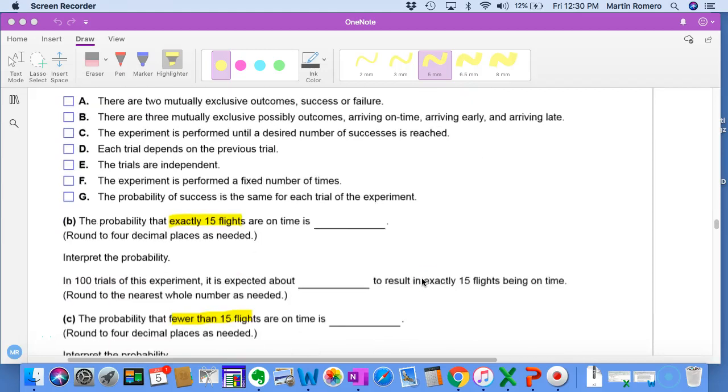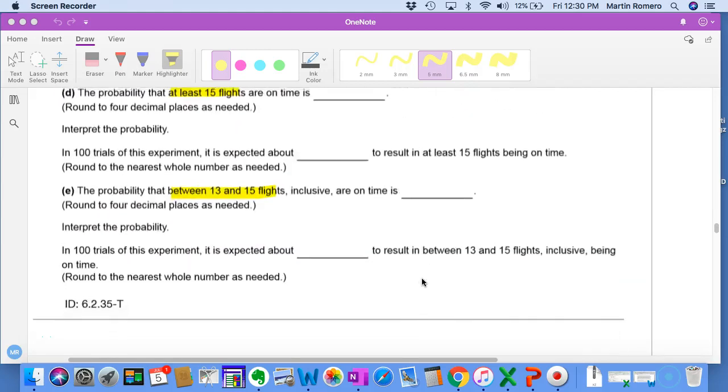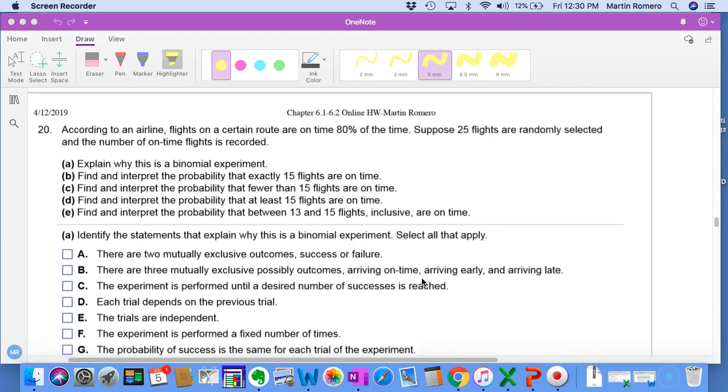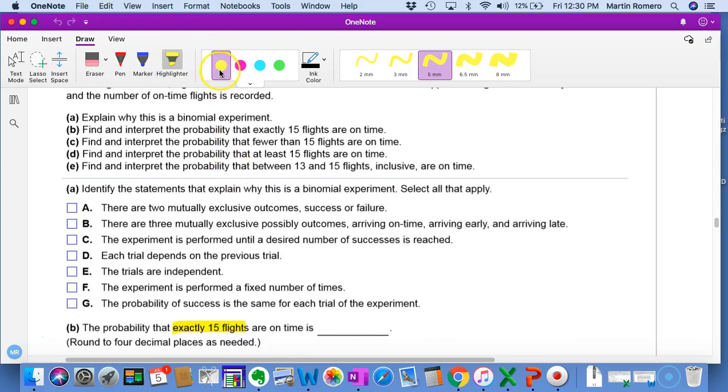We're going to go ahead and take a look at chapter 6.2.35. We're going to answer binomial probability questions. In this case, flights on a certain route are on time 80% of the time. Suppose 25 flights are randomly selected and the number of on-time flights is recorded. So this is a binomial probability distribution.